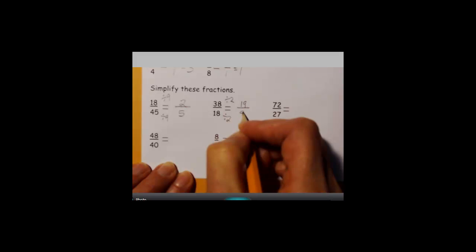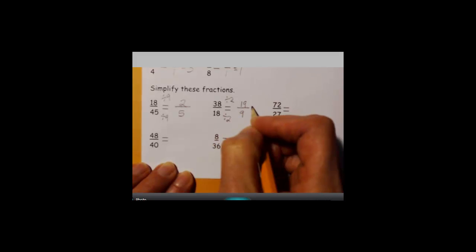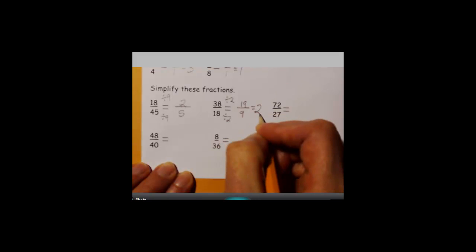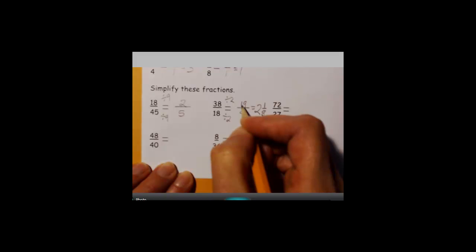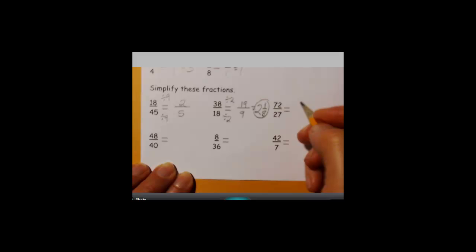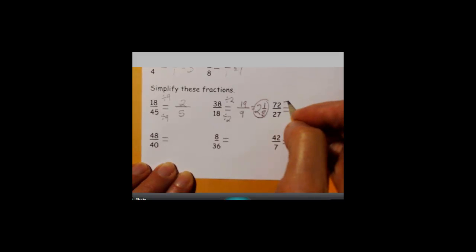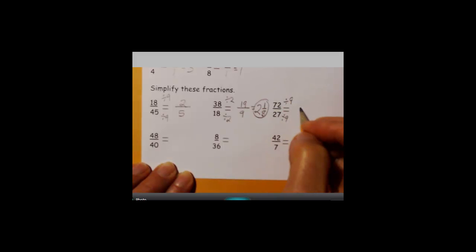And now that's a little smaller, and I can recognize that 9 goes into 18 2 times with 1 left over, because 2 times 9 is 18 with 1 left over. So here I had to use both simplification skills. So I want you to be aware of that. In this case, both of these are multiples of 9. So I can divide both numerator and denominator by 9. So 72 divided by 9 gives me 8. 27 divided by 9 gives me 3.